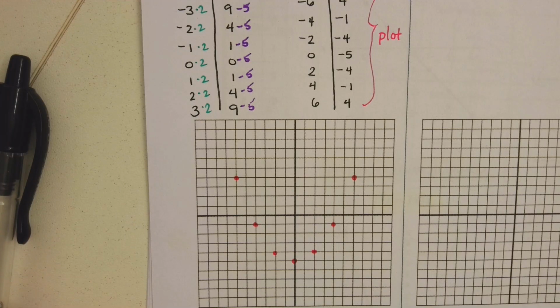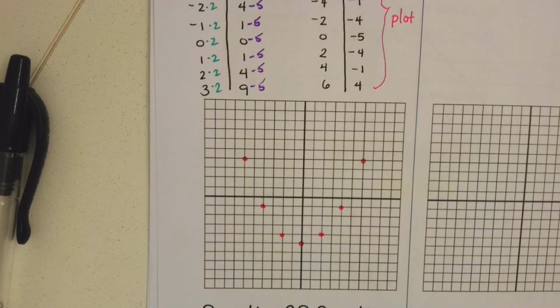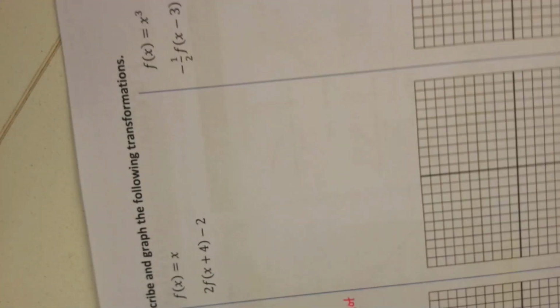It should be a U-shaped graph. It shouldn't have a sharp point at the bottom, because what type of function does have a sharp point at the bottom? Absolute value. That's what we did yesterday. So make sure it has a little curve to it on the bottom.